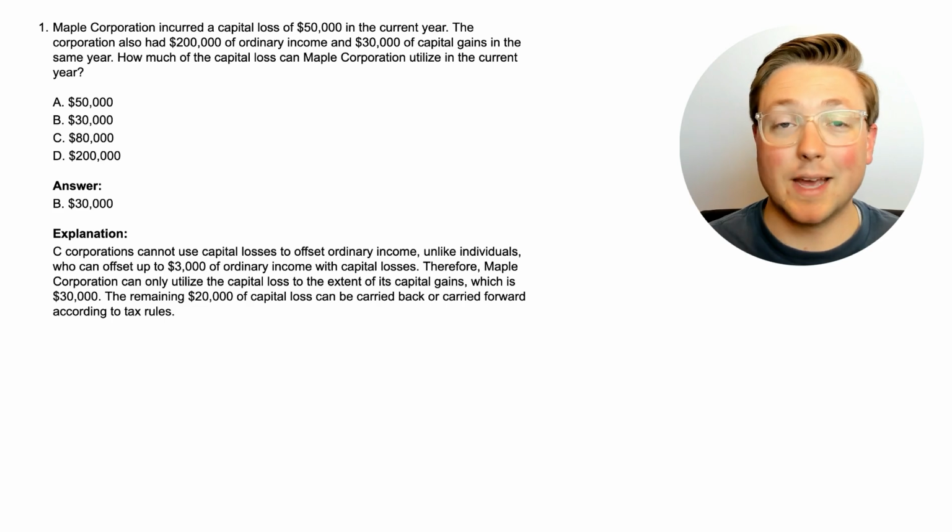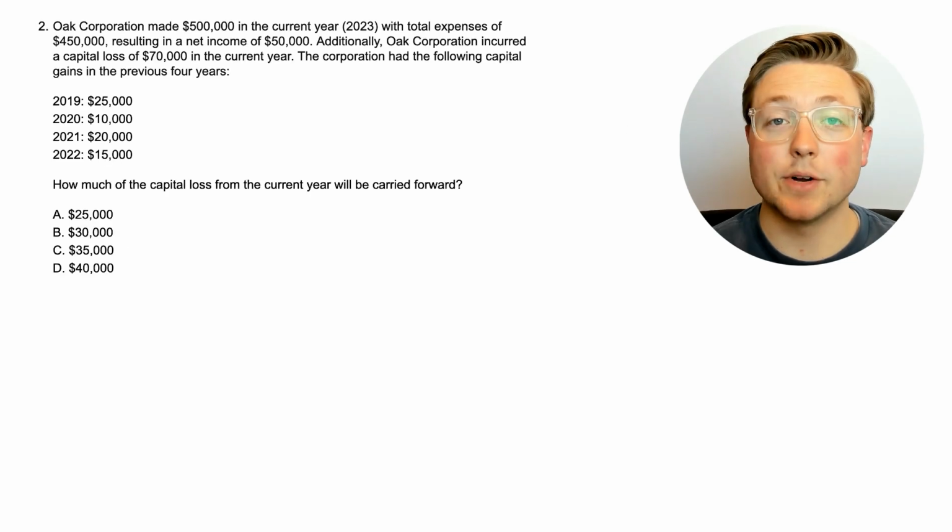But yeah, you can't use capital losses against anything else other than capital gains when it comes to C corporations. So that's the most basic idea there. Let's go to the next question to start learning about other rules for capital losses and C corporations. Okay, here is question 2.